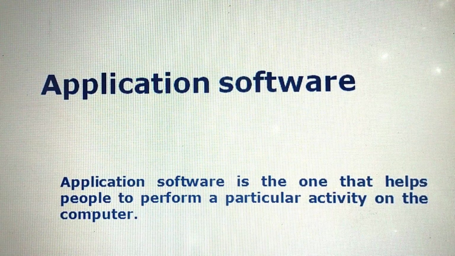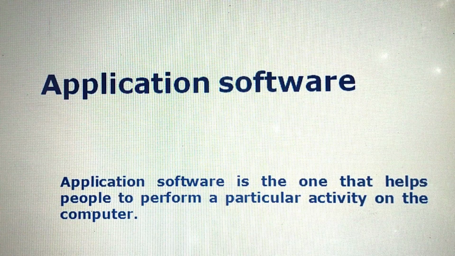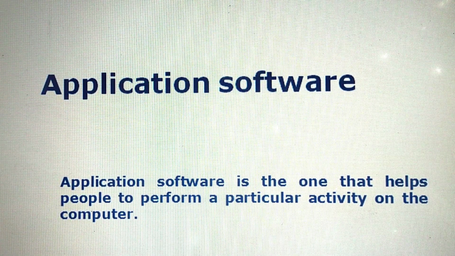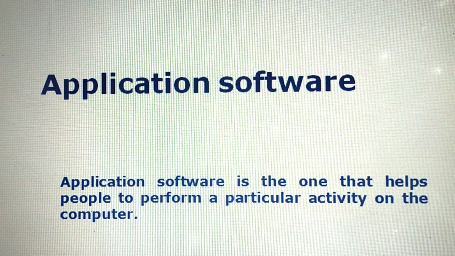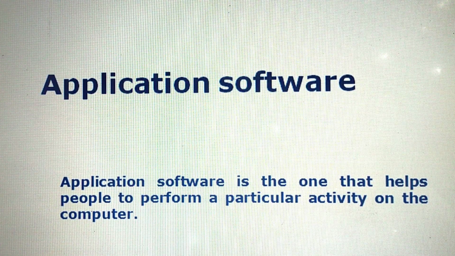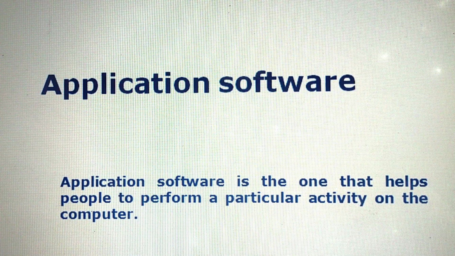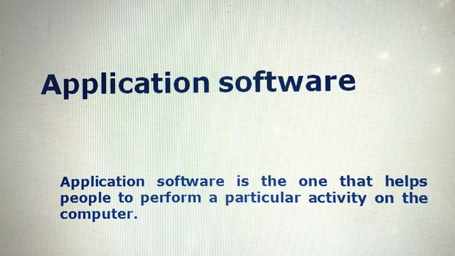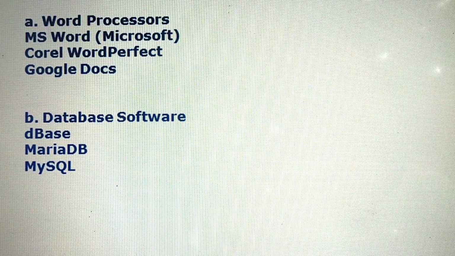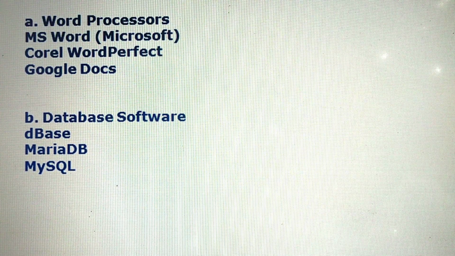Examples: Microsoft Office is application software. It contains Word, Excel, PowerPoint, Access. All these are different applications. To type documents, we need Word. To do calculations or graphics work, we need Excel. To give presentations, we need PowerPoint. To store large amounts of data, we need Access. Examples of application software: word processors and database software. These are made for a particular application. These are called application software.